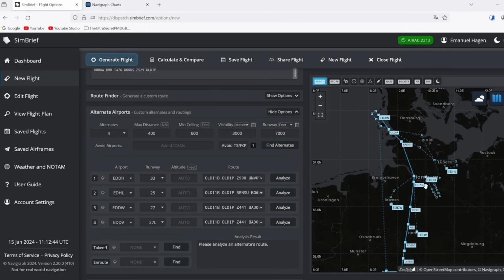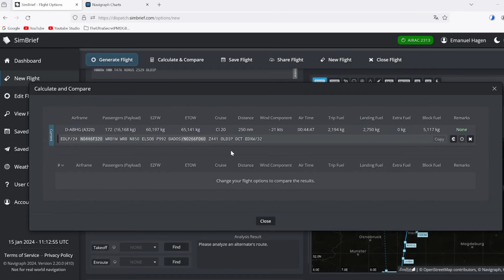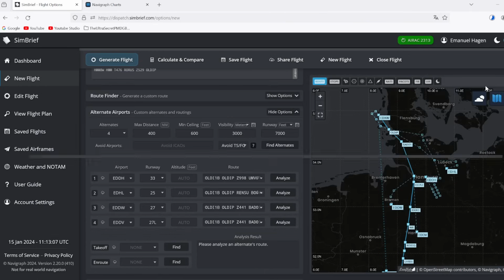However, Hamburg is good, Lübeck is good, so if we simply go with Hamburg as our planned alternate, we are very good to go. Now let's hit calculate and compare and have a look at a little comparison of the savings we can achieve by doing our alternate planning manually. As you can see, if we use Hamburg as our primary alternate, we get a block fuel of 5,117 kilograms.